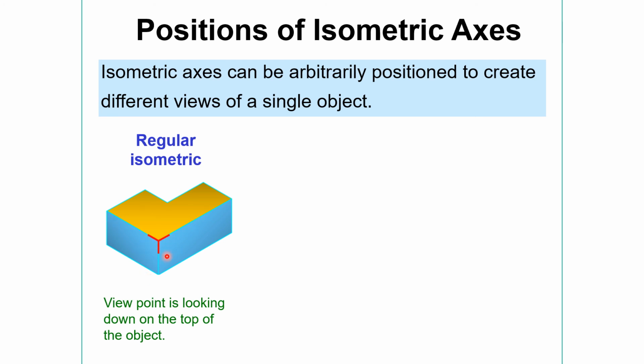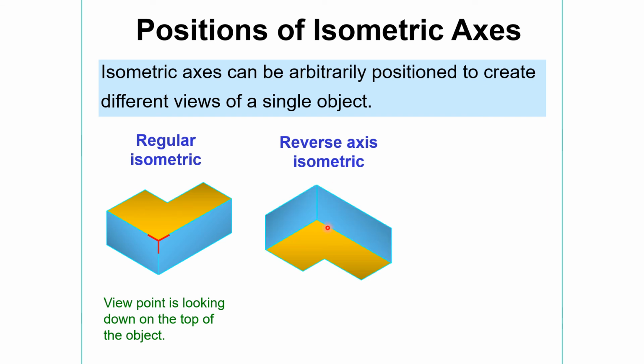All angles are equal. The viewpoint is looking down on the top of the object. When we look at the top of the object, the axis is downside. Then there is the reverse axis isometric. Here, instead of the top view, you are seeing the rear view, but the isometric axis is upward. The viewpoint is looking up at the bottom of the object.